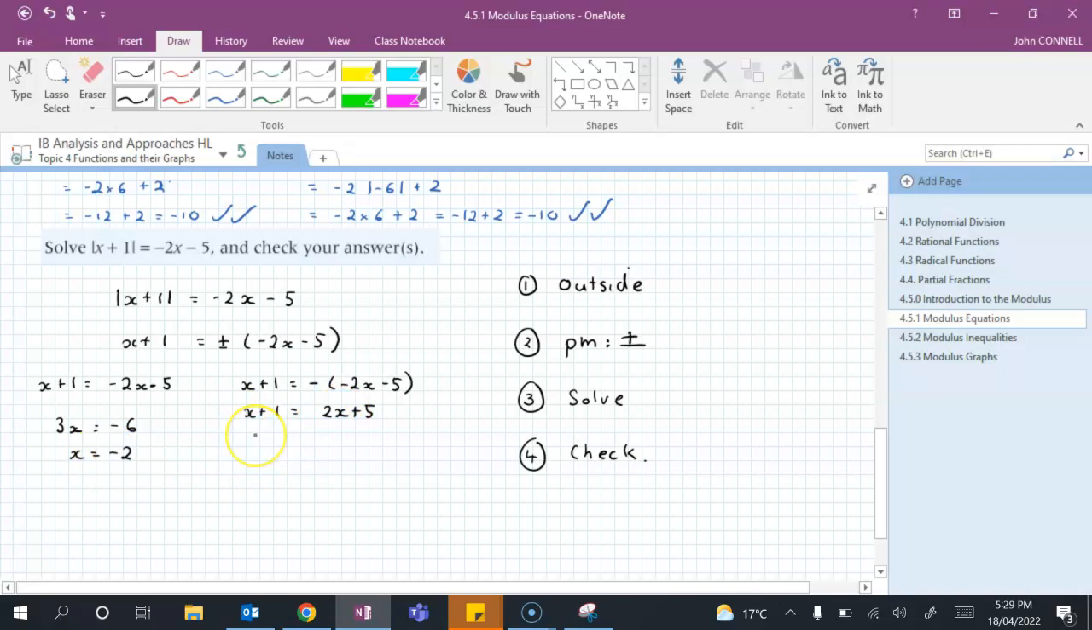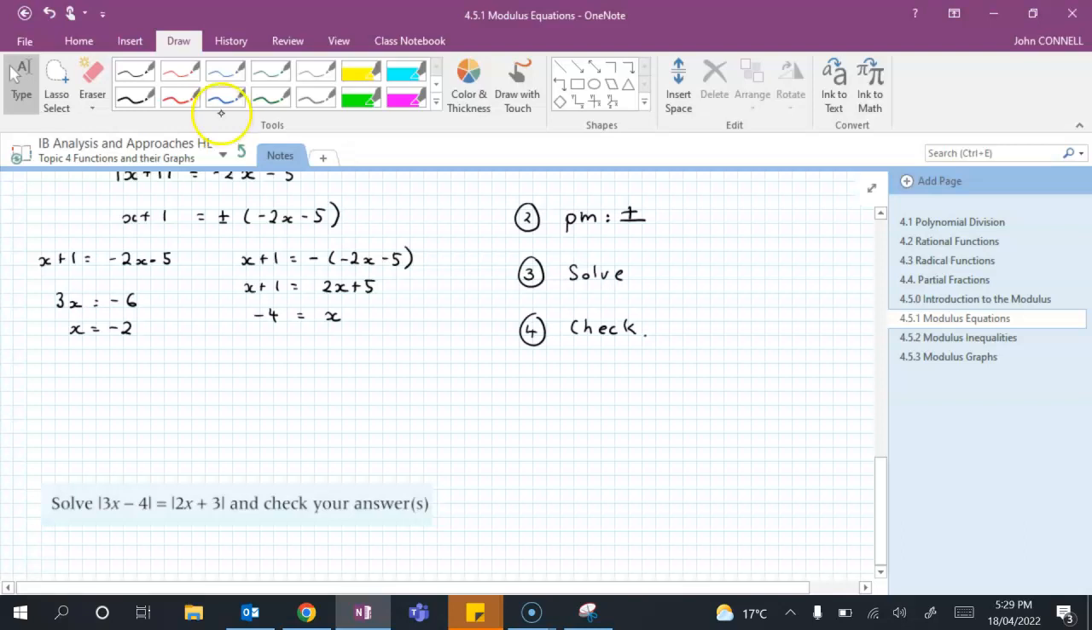Here, if I take x from both sides, that will give me x on this side, and then I'm going to take 5 from both sides, so that's going to give me minus 4 on that side.